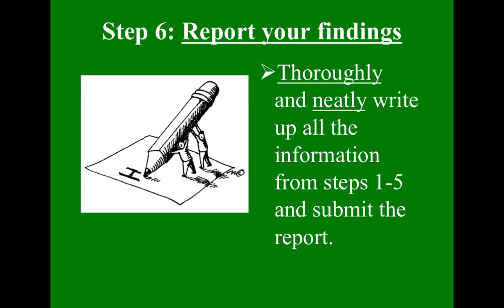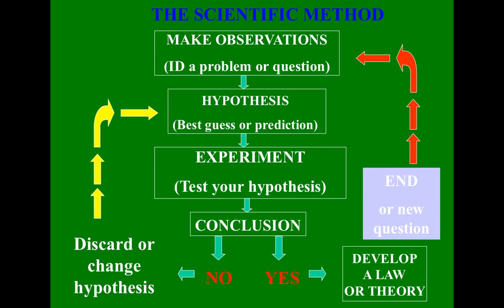Now, on the handout that you received, you'll see a nice summary of the scientific method. This goes through the steps that we talked about, and it shows how this is actually a continuous loop. After the conclusion, the no means I have not supported my hypothesis, so that means I can discard it or change it, and I loop back and try again. If my hypothesis is supported, especially if I've tried it many, many times and it's supported, I can develop a law or theory, which would be the end, or it could generate even a new question, which could start the process all over again.